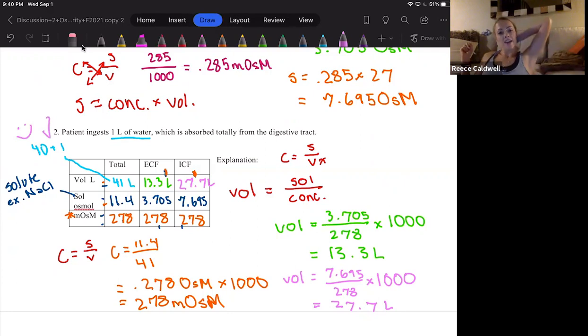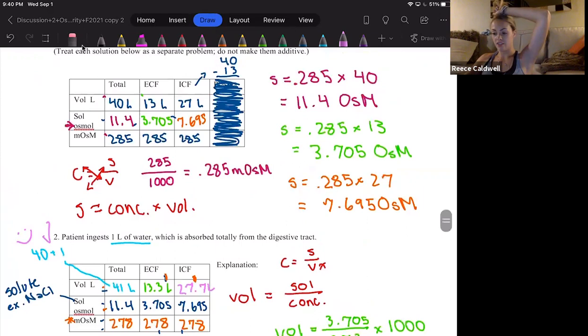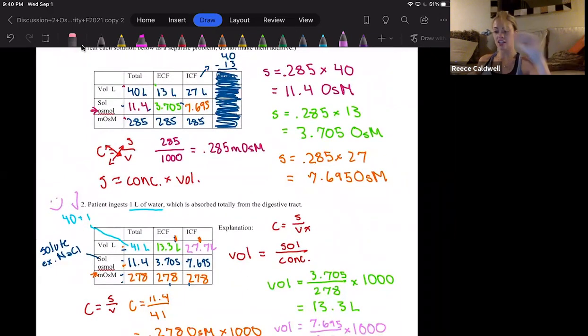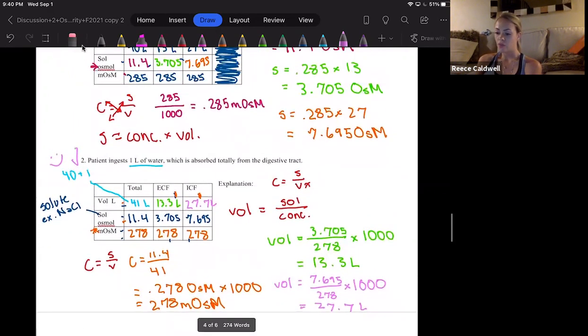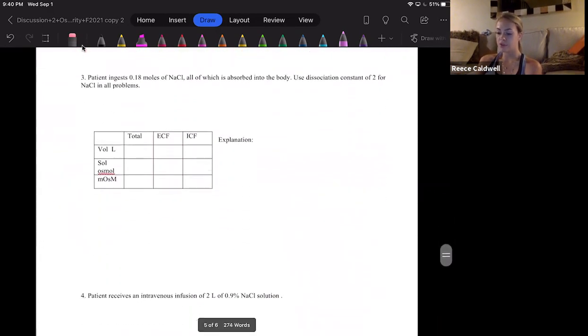All right, so that's what happens when our patient ingests 1 liter of water. We have a slight change in the extracellular fluid, a little bit bigger change in that intracellular fluid, and then a total change in the total body water. All right, nice. Okay, so moving on to number 3.